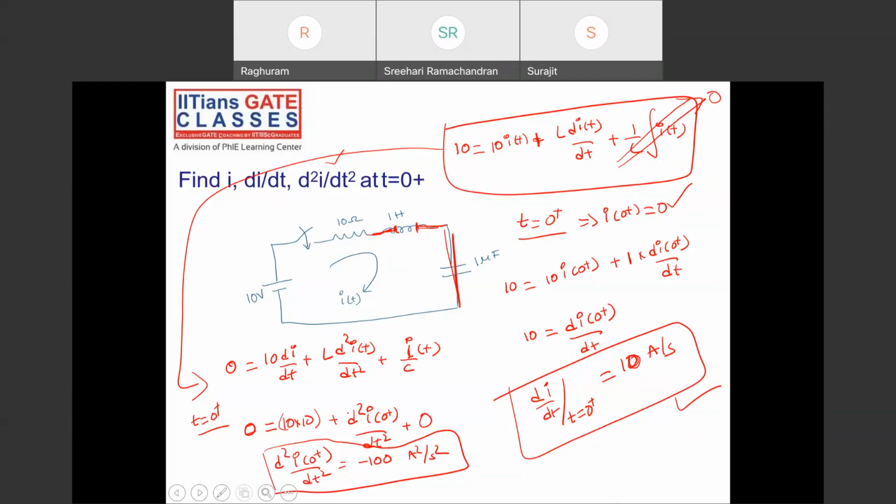Otherwise, the next concept I want to tell you is using Laplace transform. Second order circuits, basically you'll be solving using Laplace transform techniques. I don't want you to use Laplace transform for first order circuits because first order circuits are very simple. It can be done directly. Now because you need Laplace transform of all these, that is why I'm giving you the concepts.